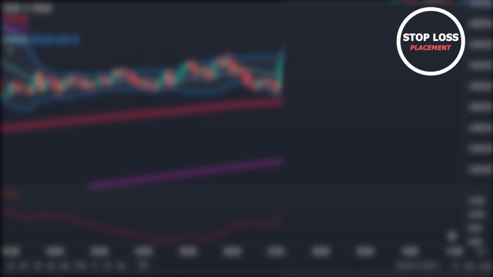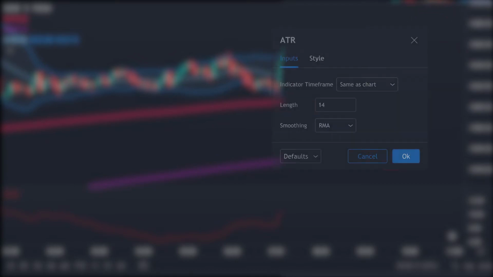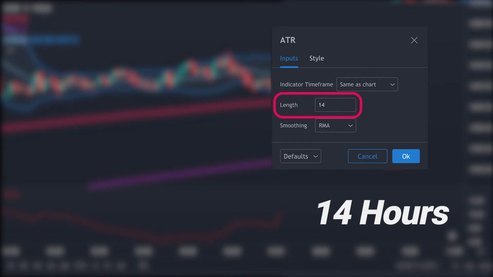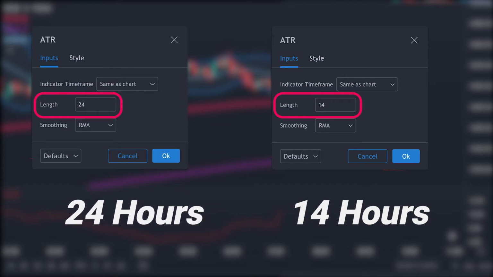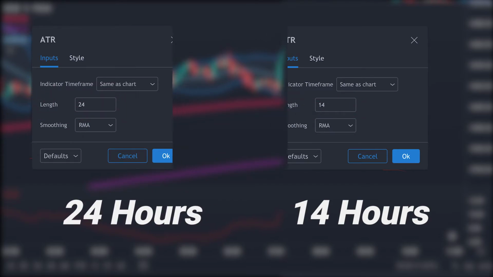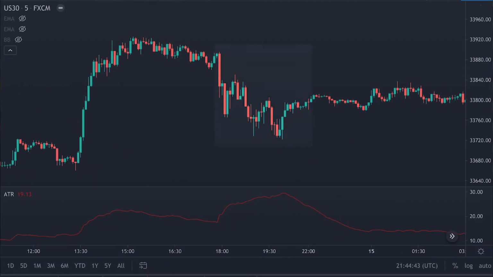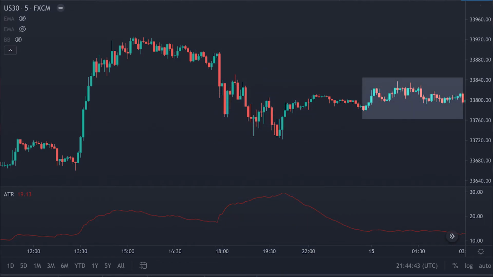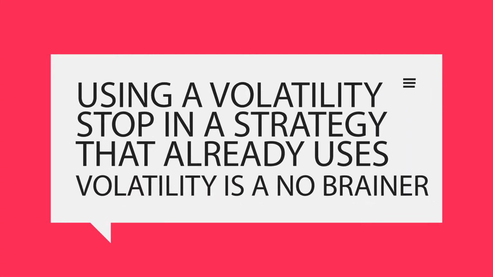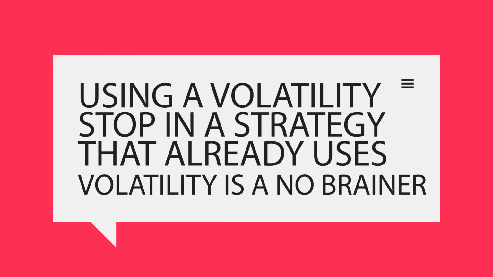The number of periods the ATR depends on is based on the length of the ATR indicator. So a 14-period ATR on the hourly timeframe represents the average volatility of each hour over the last 14 hours. But a 24-period ATR on the hourly timeframe represents the average volatility of each hour over the last 24 hours. In a period of high volatility, we'll have a high ATR value, but in periods of low volatility, we'll have a low ATR value. The reason the ATR stop is so good with this particular strategy is because the Bollinger Bands also depend on volatility. Introducing a volatility stop to a strategy that already uses volatility is just a no-brainer.